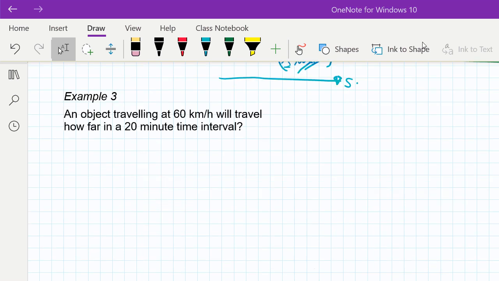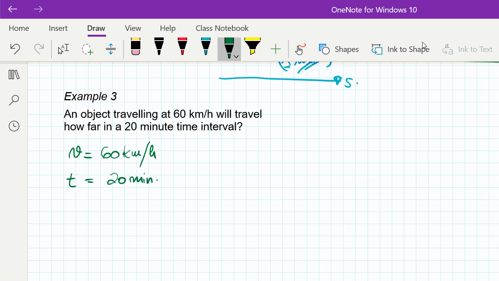Questions? I have an object traveling 60 kilometers per hour for 20 minutes. How far is the object moving? So let's start by sorting what is given. What is given here is the speed, and it is 60 kilometers per hour, and the time is 20 minutes. And what they are asking is the distance.